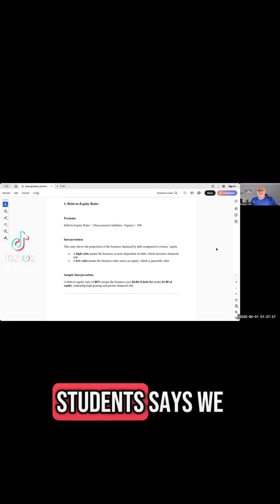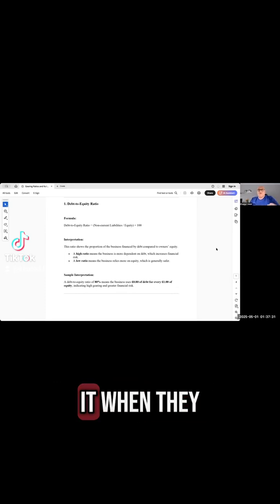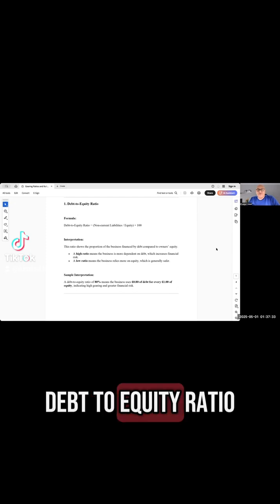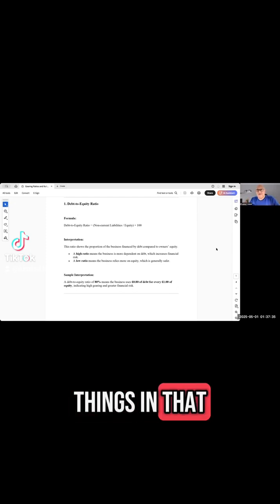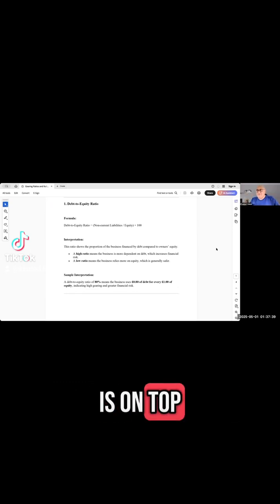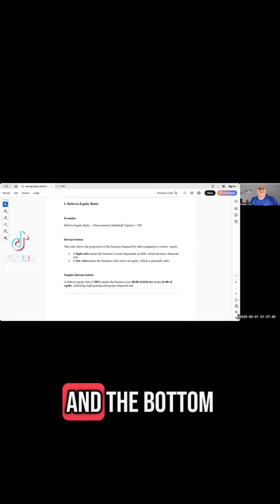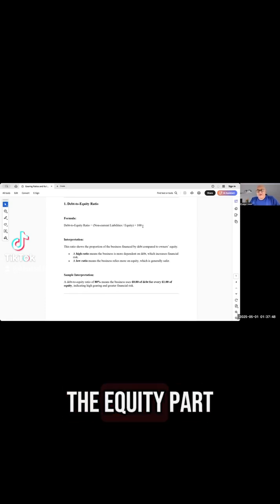Most of my students say we cannot memorize it. We will forget it. When they ask you for debt to equity ratio, there are two things in the wording. Debt, which is on top, which we replace by non-current liabilities, which comes from the statement of financial position. And the bottom part will be the equity part. And the equity comes from the statement of financial position under equity, times 100.